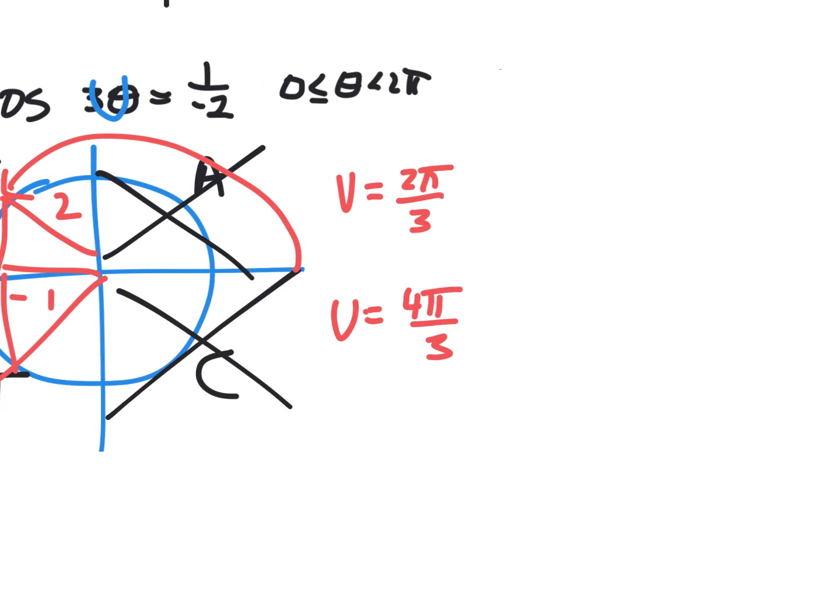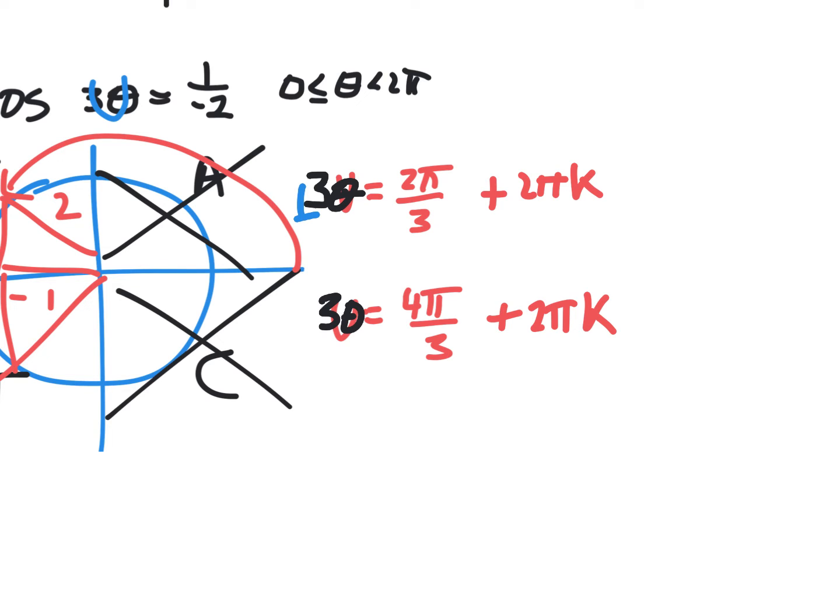From there, I have to be smart enough to remember that u is really 3 theta. So I put a 3 theta here. I also have to be smart enough to remember that I should put plus 2 pi k here. Why? Because I need this. This is what I call a term generator. It's going to help me find other answers. Now to solve, I'm going to multiply everything by 1/3, 1/3, 1/3.